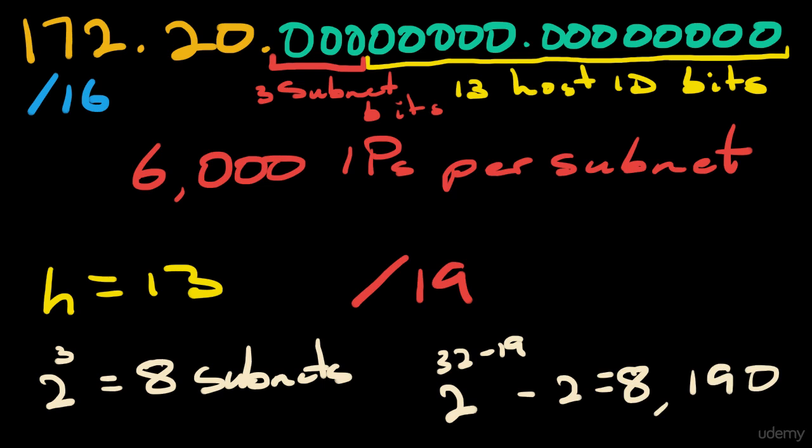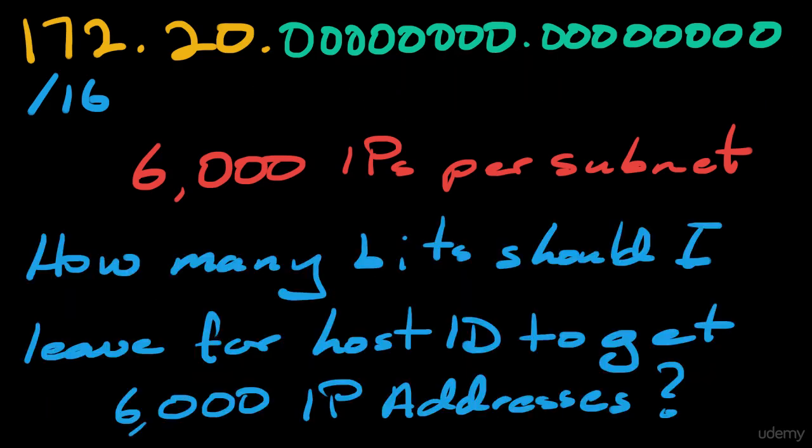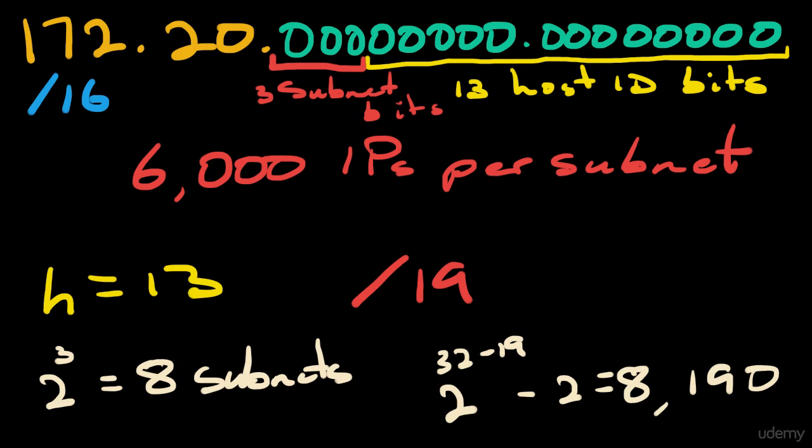So we started off by asking ourselves this question. How many bits should I leave for host ID to get 6,000 IP addresses? And here we've calculated that we need to leave 13 bits. That therefore means we take 3 bits for network ID, and the way we do that is with our new prefix of /19. Calculating this prefix is the first thing that you do when subnetting a network ID. If you calculate this prefix incorrectly, then every single thing that we do thereafter will be wrong.